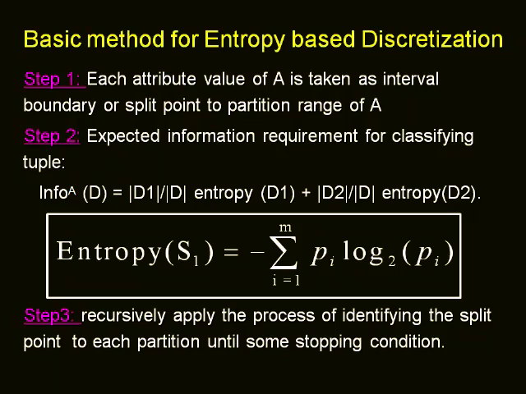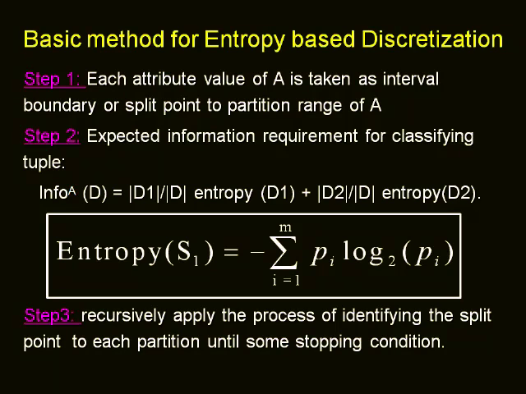Now we discuss the different steps. The class label attribute defines the class information per tuple. The basic method for entropy based discretization consists of 3 steps. Each attribute value of A is taken as an interval boundary or split point to partition the range of A. That is, a split point for A can divide the tuples in D into 2 subsets, satisfying the conditions A less than or equal to the split point and A more than the split point respectively. This step helps us in creating a binary discretization.